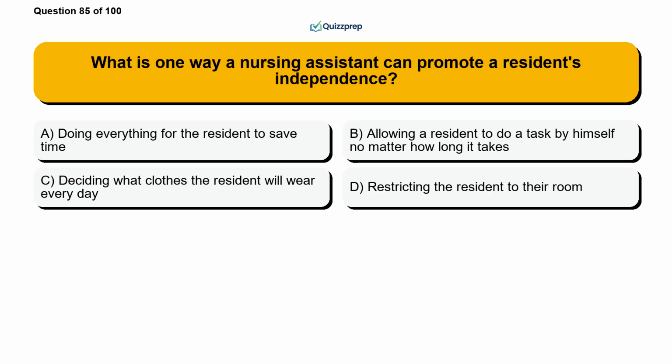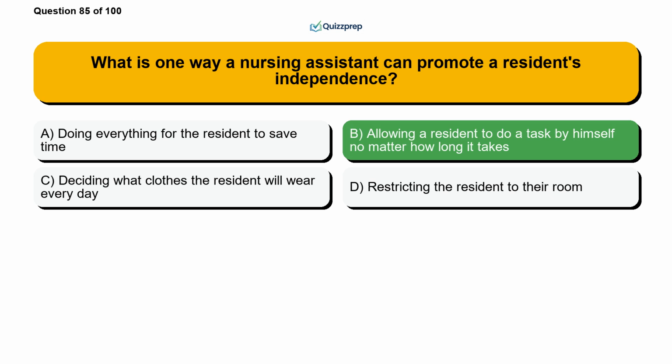Question 85. What is one way a nursing assistant can promote a resident's independence? Option A, doing everything for the resident to save time. Option B, allowing a resident to do a task by himself no matter how long it takes. Option C, deciding what clothes the resident will wear every day. Option D, restricting the resident to their room.